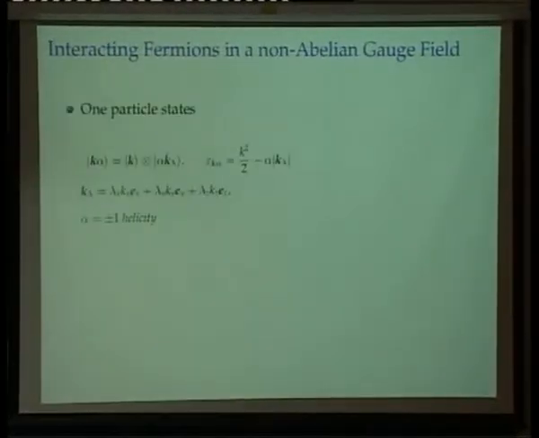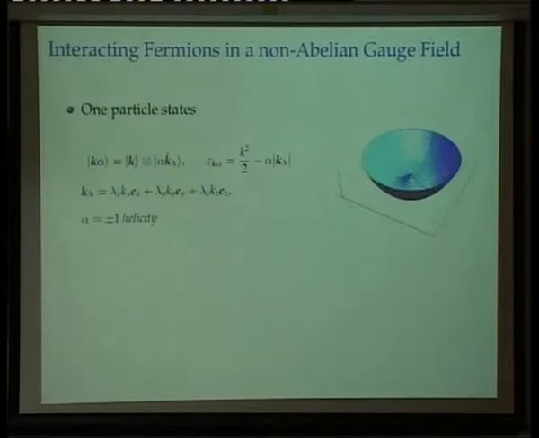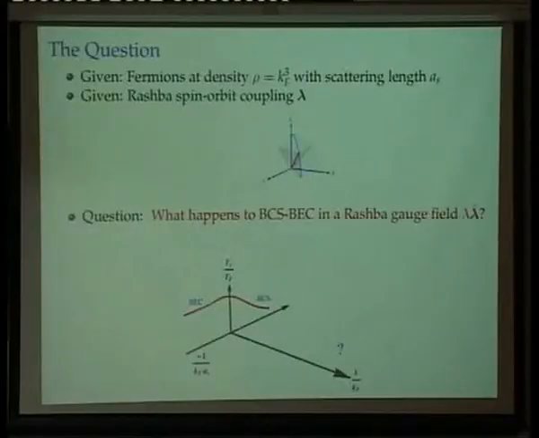Okay, so what are the one-particle states of the system? The one-particle state's momentum is, of course, a good quantum number. And now the spin gets locked to the momentum. So you can just think of this as, given a momentum, there are two spin states. One where the spin is parallel to the momentum, that's the plus helicity state, and the other where the spin is opposite to the momentum, and that's the minus helicity state. If you look at the one-particle dispersion, the plus helicity state's minimum value no longer occurs at k equal to 0, it occurs at a finite value of k, which is proportional to the strength of the gauge coupling.